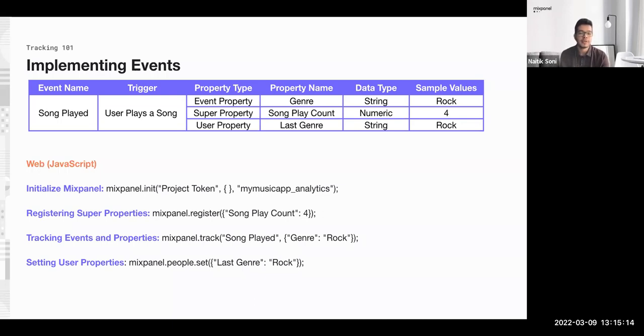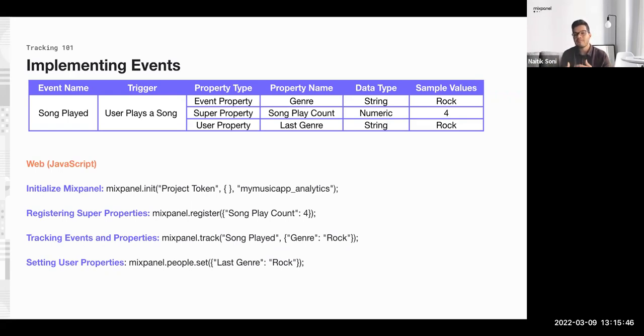The next argument would be an object of all your event properties as key value pairs, which would be comma separated. So your key over here is genre, which is your property name, and your value would be the genre value of the song. In this case, let's say it's rock. Now this track event will be sent to Mixpanel as an event, which you would be seeing.